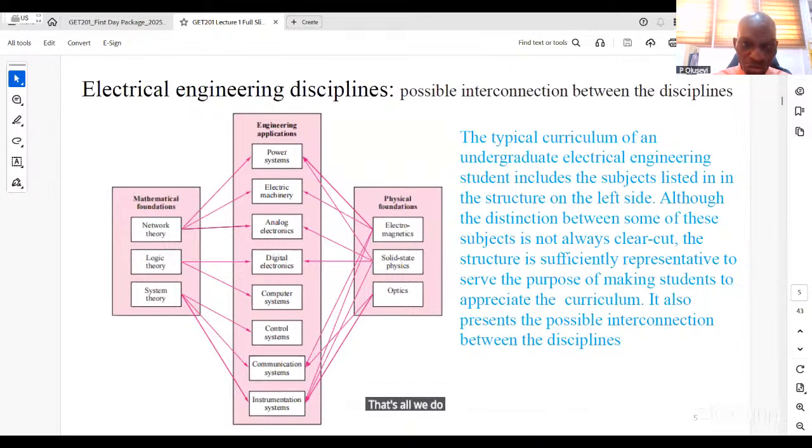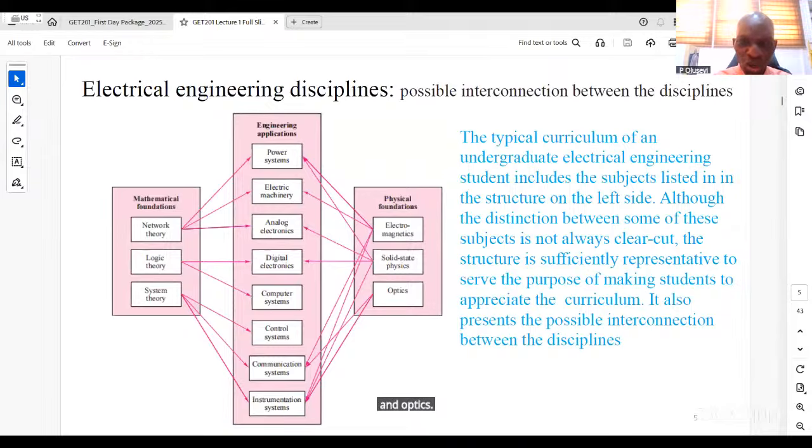And you can see those arrows. The arrow from mathematical foundations, which is more of science foundations, leads to engineering applications. And from engineering application, you can see the physical foundation goes into it as well. So you have the mathematical foundation, which is network theory, logic theory, and system theory. That's basically the three things that we deal with in electrical engineering. And then you have the physical foundation: electromagnetics, solid state physics, and optics.